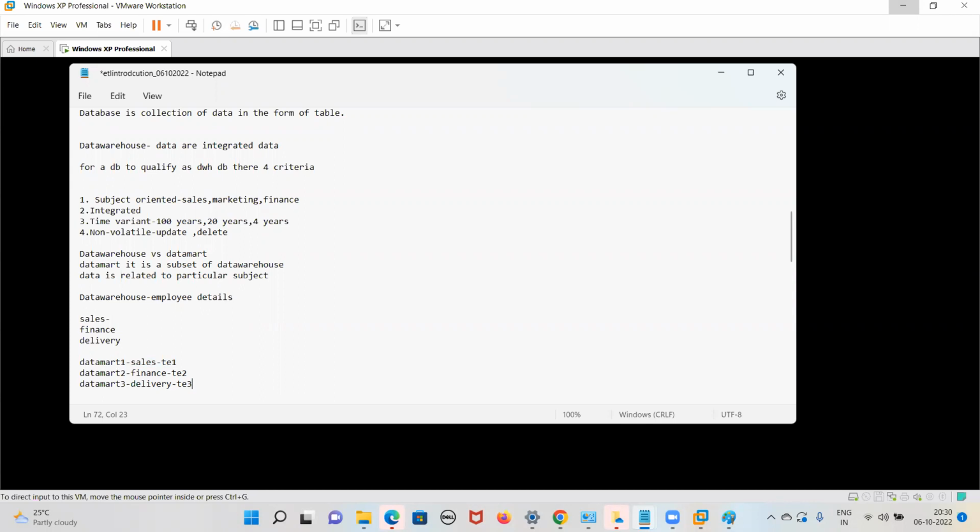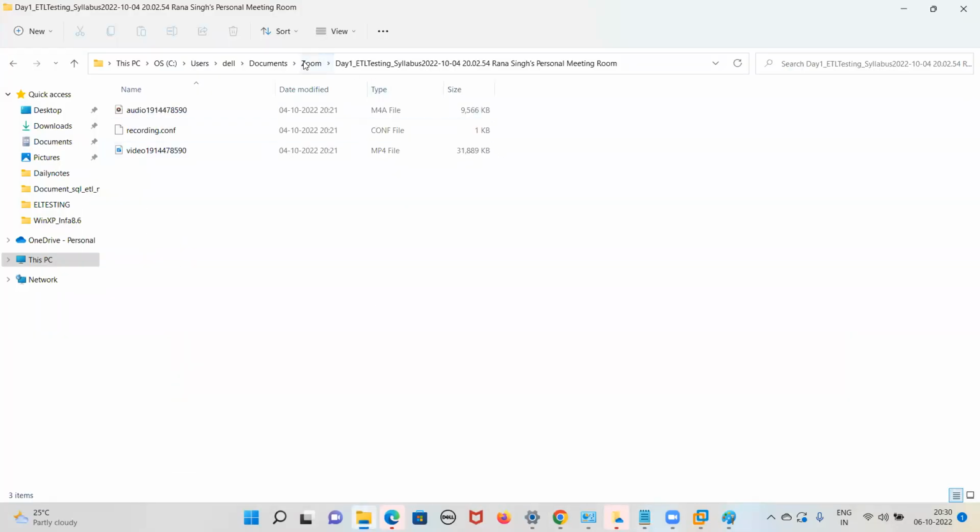Yes. So this is a subset of the data warehouse. It also has all the properties of a data warehouse: subject oriented, integrated, time variant, non-volatile, but it is a subset, because everything is in the data warehouse. The data warehouse is huge, so we have divided it into subsets and then do our testing. Am I clear, guys? Yes, sir.